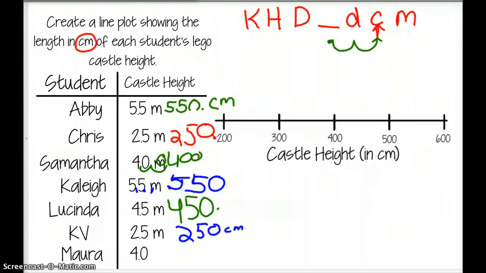So your Lego castle was 4 meters high, so how many centimeters is that? You're going to take your decimal point and move it how many places? 2. So go ahead and move it 2 places. Your decimal's right here. To the right. That's left. That's okay. Try again.